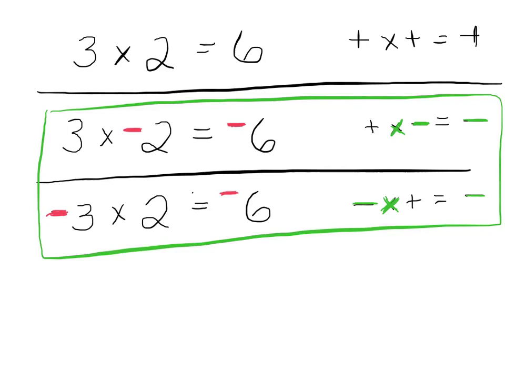There's one last scenario which we have not covered, and that's what if both numbers being multiplied happen to be negative. So in the case of negative 3 times negative 2.